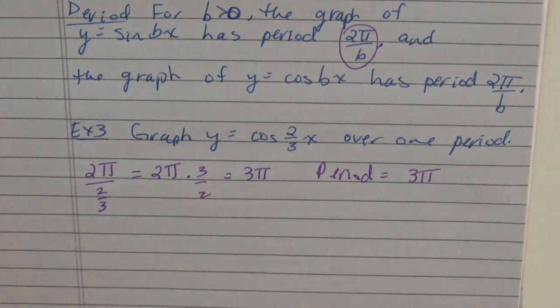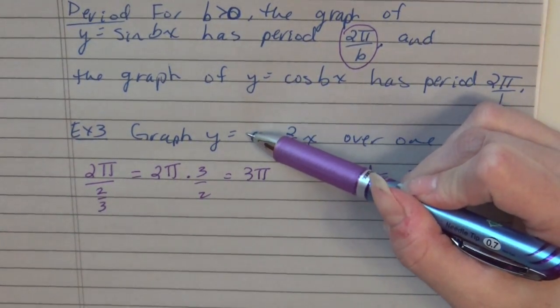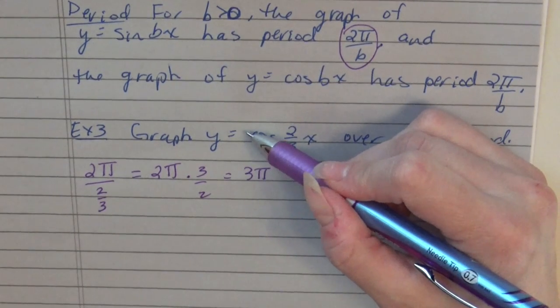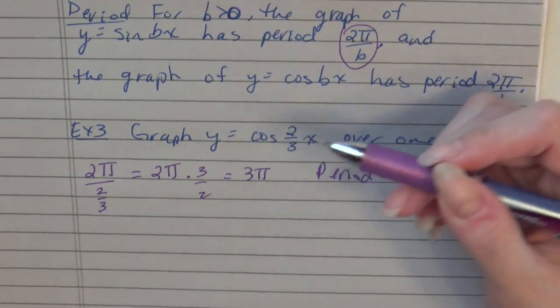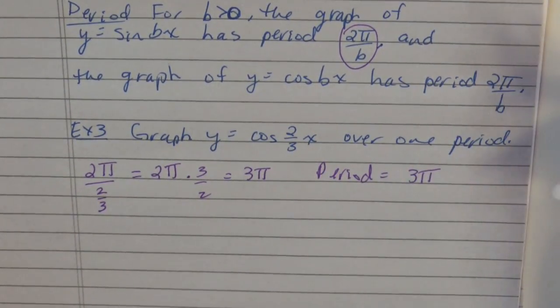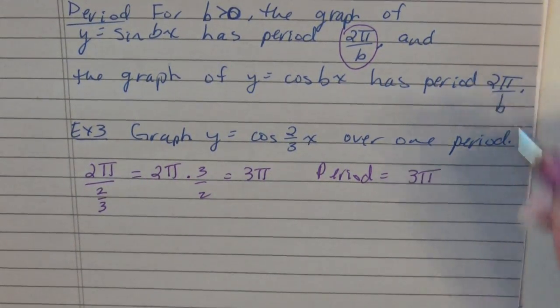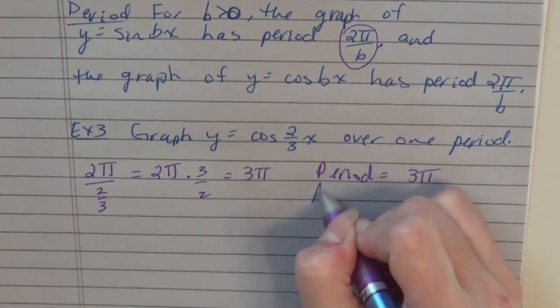Alright, and once we know our period, let's take a moment to just think about amplitude. What is amplitude going to be here? Remember, we get that by looking at the coefficient in front of the function. And this one is just a 1 in the front, so our amplitude is going to be 1. So we're not going to have any type of vertical stretching or vertical shrinking going on in this problem. But I'm going to say my amplitude is 1.